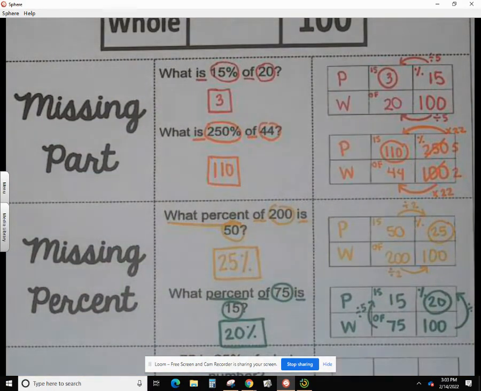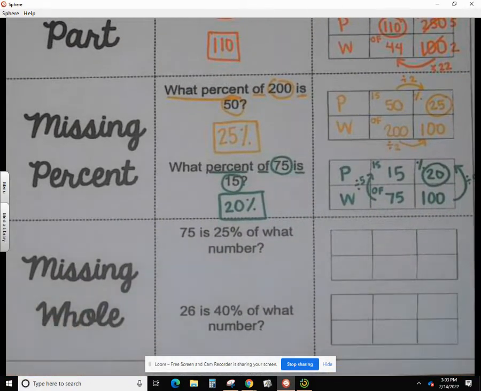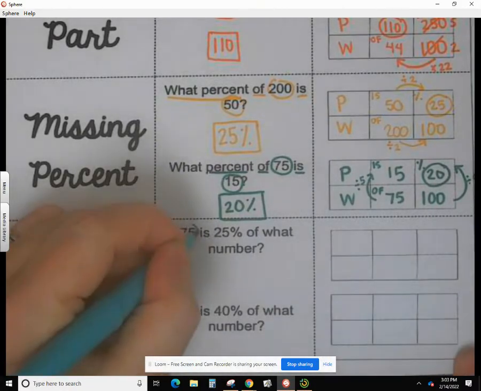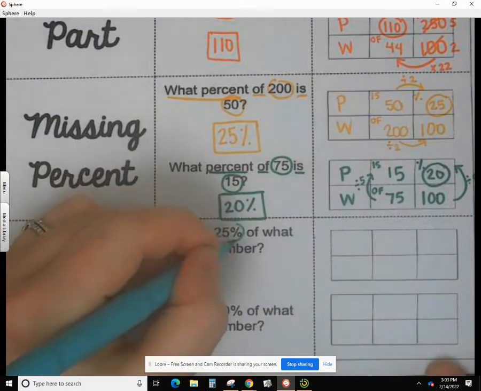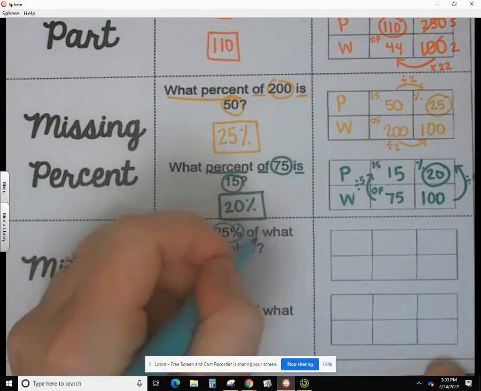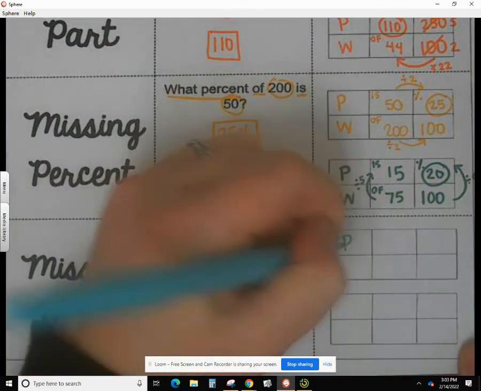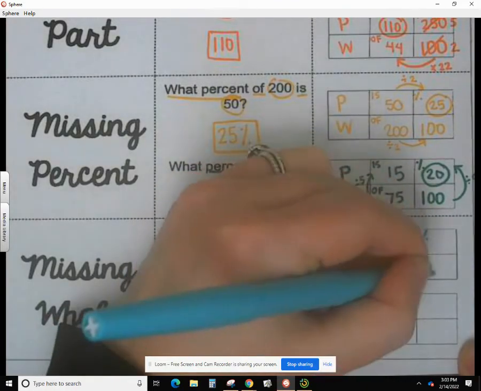Okay, last type of percent problem is the missing whole. So that means that you're looking for what the whole is. So on this one, this first one, it says 75 is. So 75 is your is number. And then they give us the percent, 25%. And then it says of what? So we're looking for the of number. Part over whole, is over of, percent over 100.